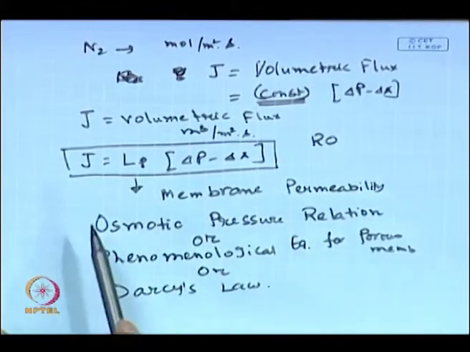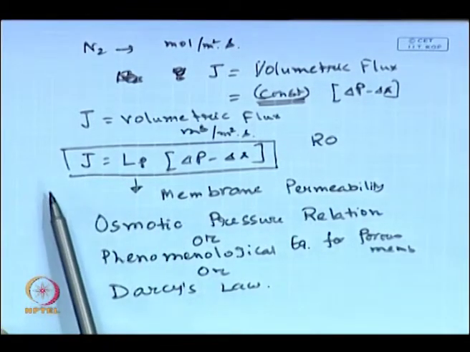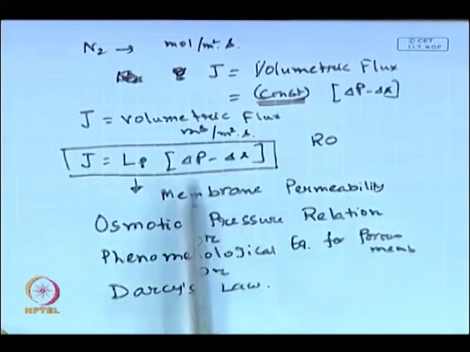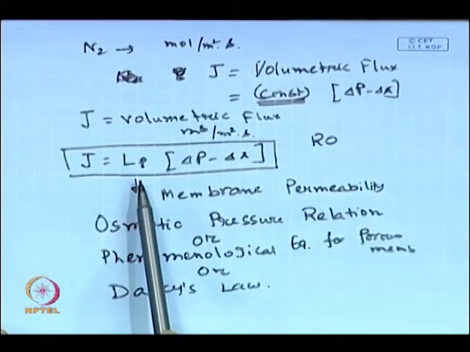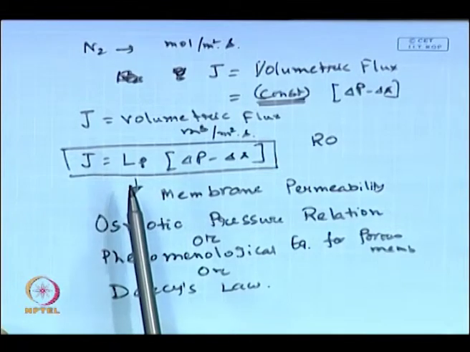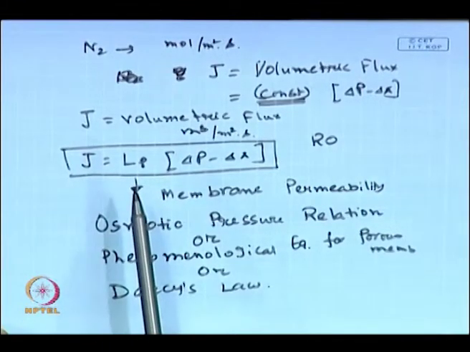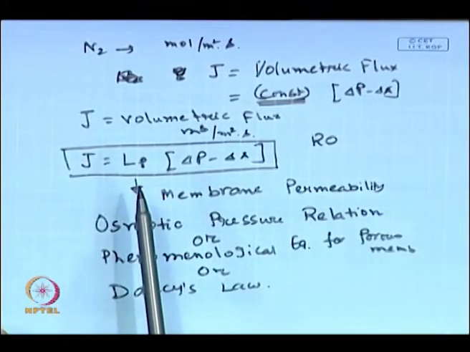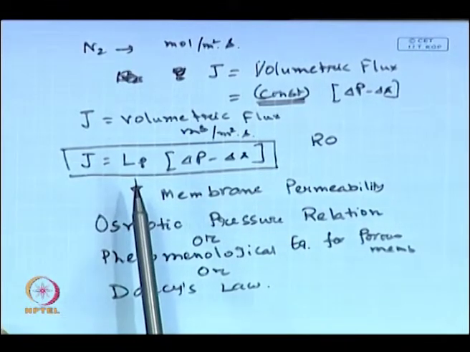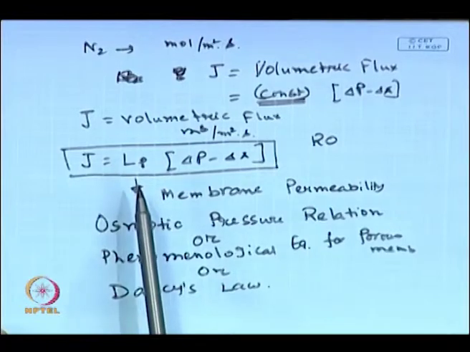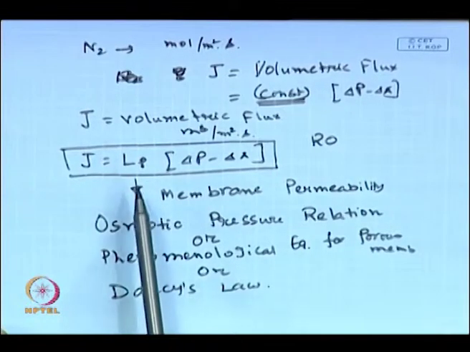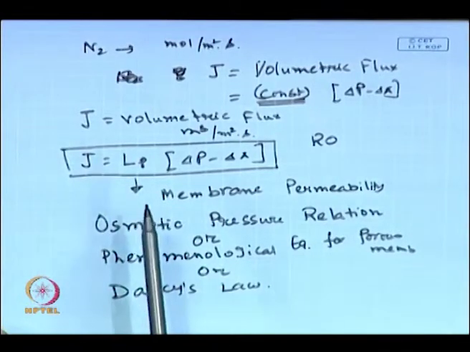Okay. So, volumetric flux of the solvent is proportional to a driving force. The proportionality constant is the membrane permeability. So, we had the proportionality constant as diffusivity in case of Fick's law. We had the proportionality constant as thermal conductivity in case of Fourier's law. We had the proportionality constant as resistance in case of Ohm's law. We had the proportionality constant as membrane permeability in case of Darcy's law.